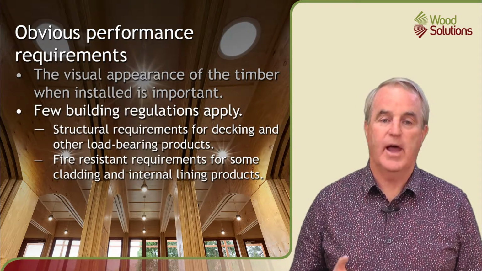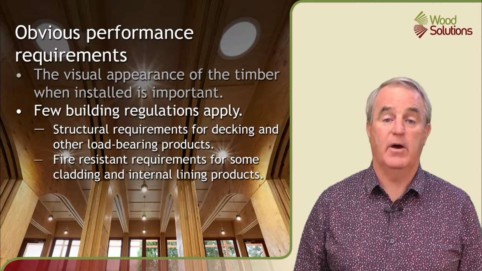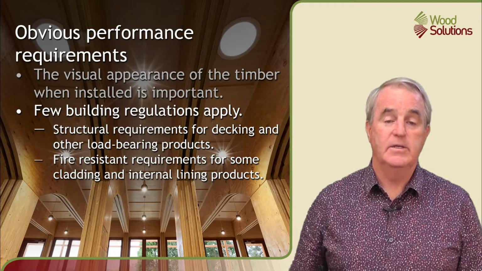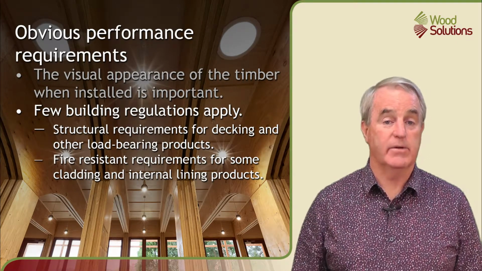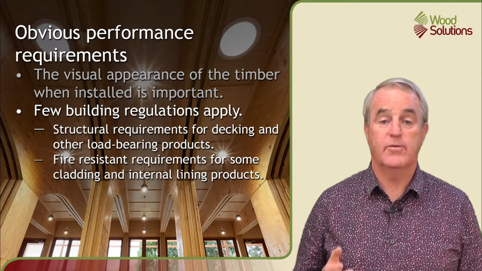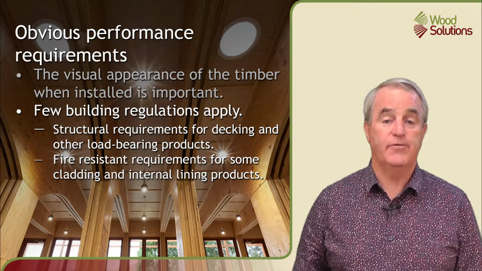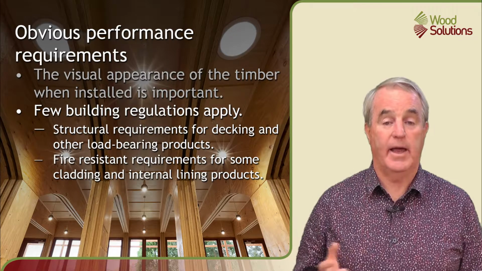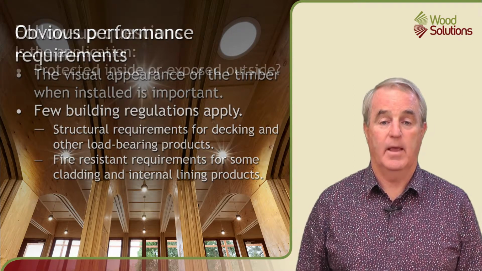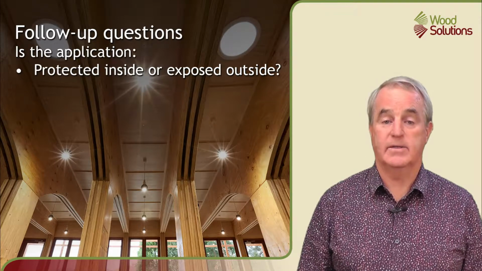We also know that unlike structural applications, relatively few building regulations apply to appearance applications. So there's a lot of freedom in selecting material. The main regulations apply to appearance products that serve a structural function, such as decking, and applications subject to fire restrictions, such as some cladding and lining products. To confirm these performance requirements, there are follow-up questions to ask.